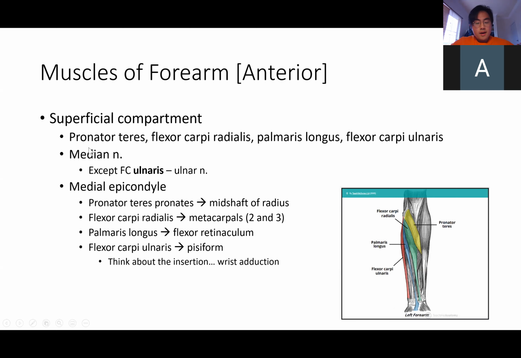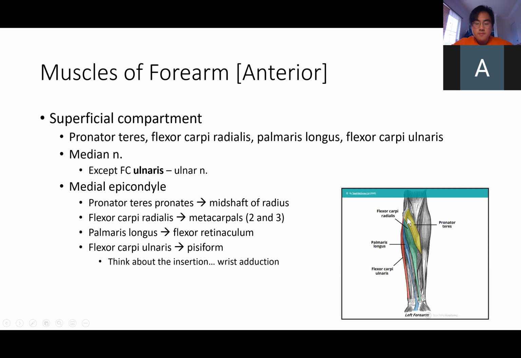Okay, the superficial compartment has 4 muscles. We've got pronator teres. We know they all originate from the medial epicondyle. So if it originates from the medial epicondyle and it's a pronator, where does it have to insert to pronate? Well, it starts from the medial epicondyle. If it wants to pronate the arm, it needs to insert into the midshaft of the radius.